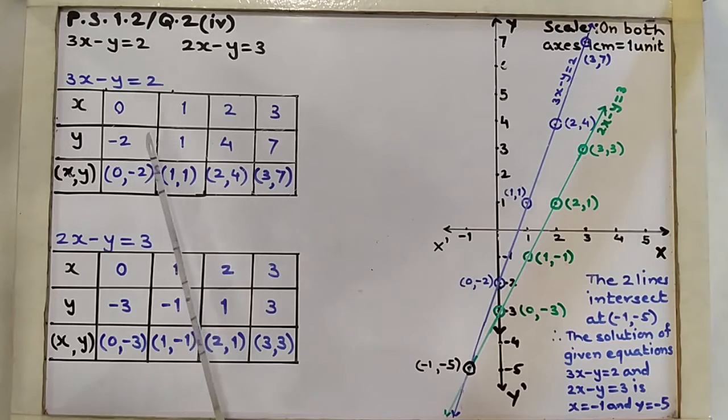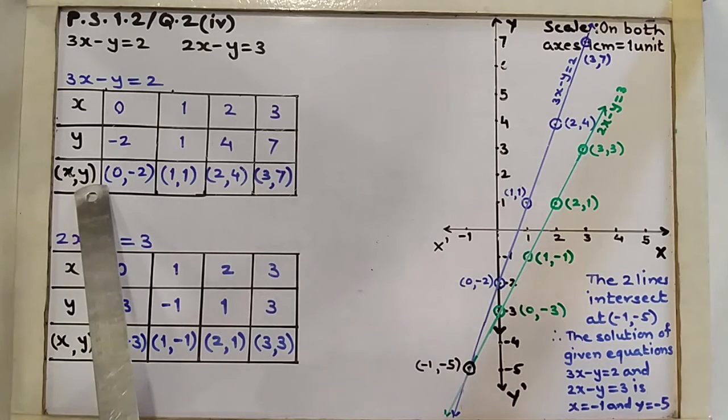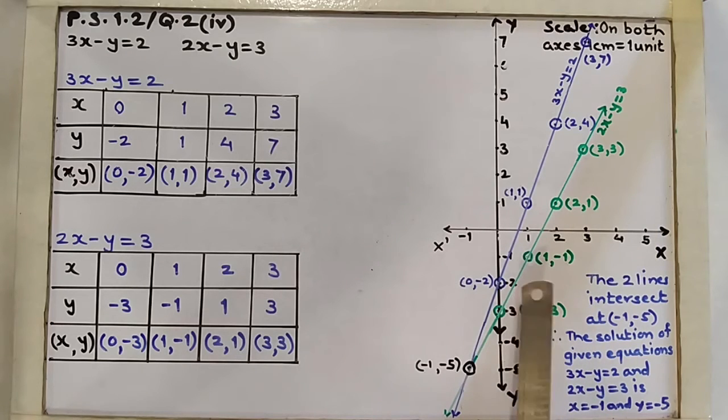Now observe the first point. It is 0 comma minus 2. The x coordinate is 0 and the y coordinate is minus 2. Now as the x coordinate is 0, so the point will lie on the y-axis. Remember, whenever the x coordinate is 0, the point will always lie on the y-axis. So this is our point.